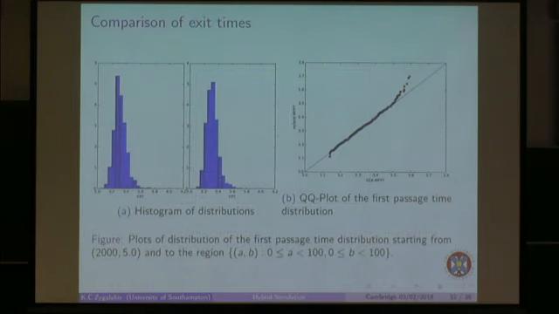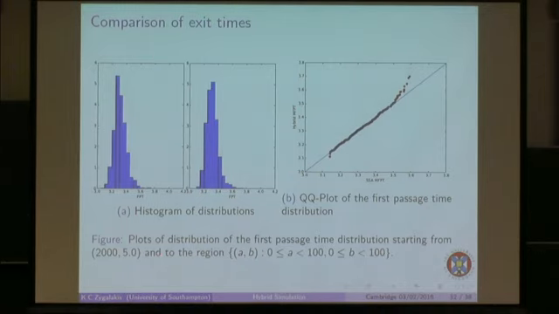This is the problem from where I started: 2,000 molecules of A and 5 molecules of B, and I asked how much time it takes starting from here to enter this domain. This is how the first passage time statistics look for the SSA and for the hybrid model. When I do the QQ plot, I have 1,000 realizations for the first passage time of the SSA and 1,000 realizations for the first passage time of the hybrid model. I order them from smaller to larger for each, and I just plot them.